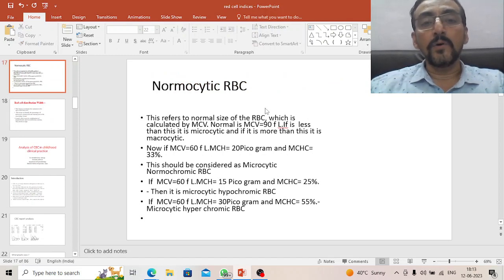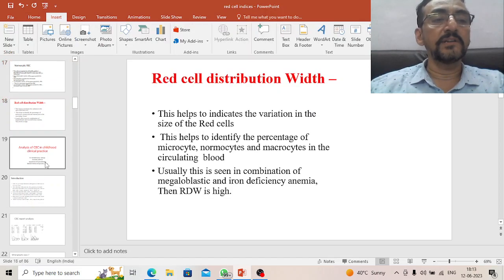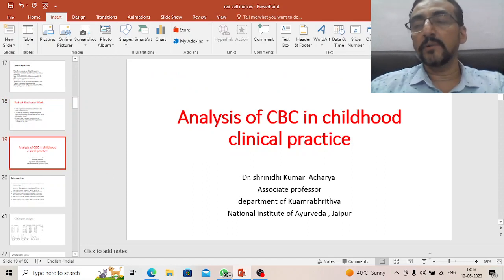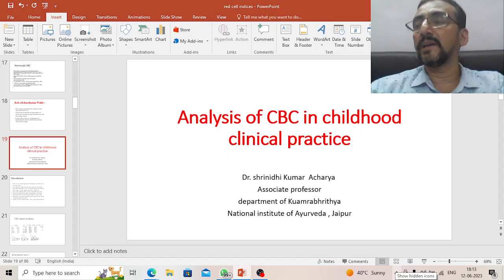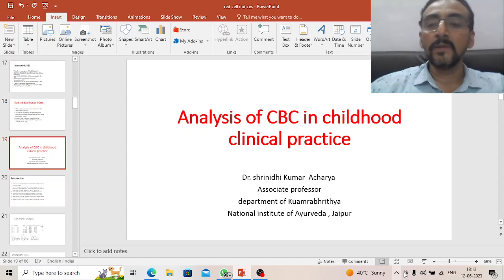So now we have already discussed this red cell distribution width. Today we will see another important topic related to the same, that is analysis of the CBC, complete blood count, in childhood clinical practice. So this is a very important thing. In the complete blood count, one portion, that is hemoglobin and related things, we have covered in the last class. So today we will see some details of other important aspects of CBC in childhood clinical practice.